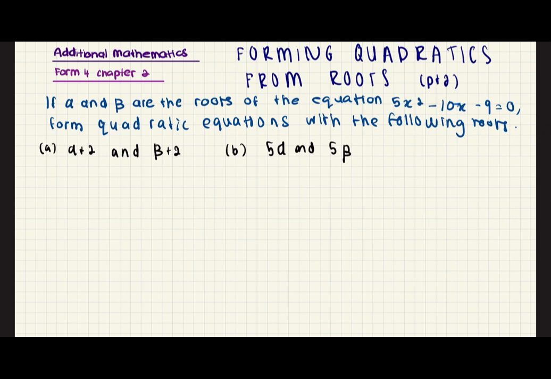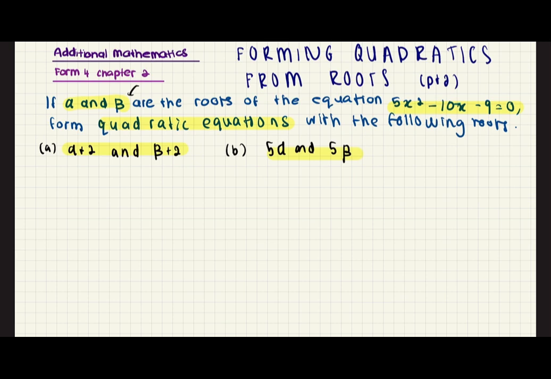If alpha and beta are the roots of the equation 5x squared minus 10x minus 9 equals to 0. So this is our quadratic. What is this alpha beta? Alpha and beta are just like variables, so you don't need to be scared of them. Form a quadratic equation with the following roots. So they give us these roots, but here it says alpha and beta are the original roots.